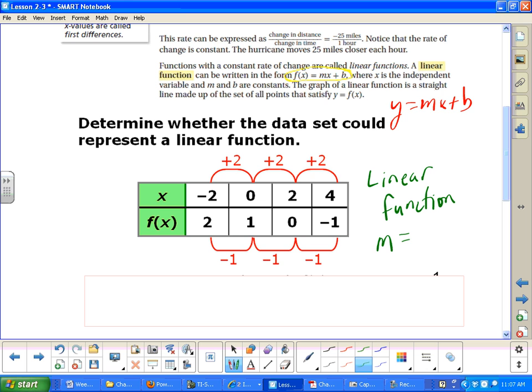Can anybody tell me what the slope is then? What's the value of m? All right. Well, it's -1/2. We'll talk more about why it is in a minute. But it's -1/2. Change in y over the change in x.